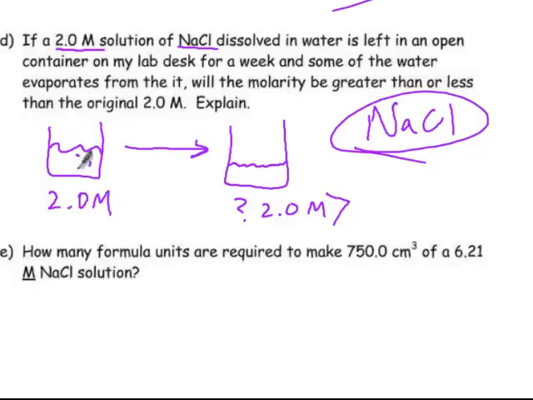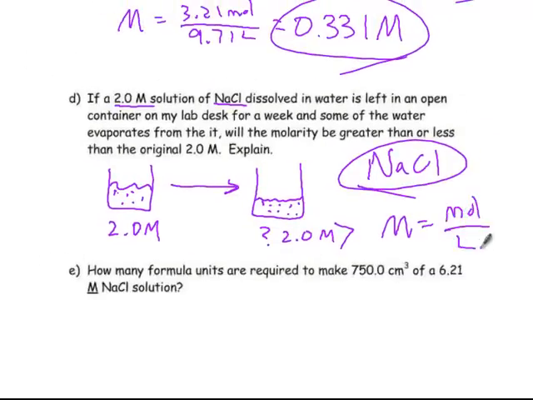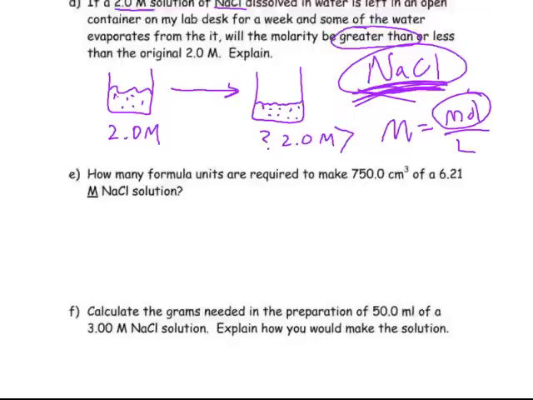So if you have that many particles of NaCl in that one, you're going to have the same amount of NaCl. So molarity equals moles divided by liters. The moles are going to be unchanged, but the liters of solution is going to be less. So if you're dividing by a smaller number, the molarity is going to be greater than the original 2.0 because you're dividing by less liters of solution. And the key to that is understanding that the water evaporates and leaves, but the salt doesn't. So it has the same amount of moles. The only thing that changes is the amount of water.